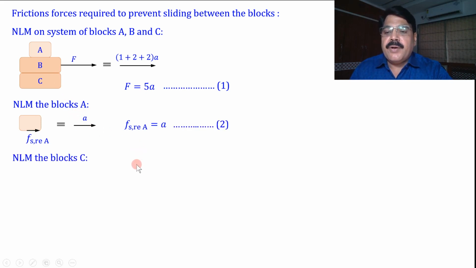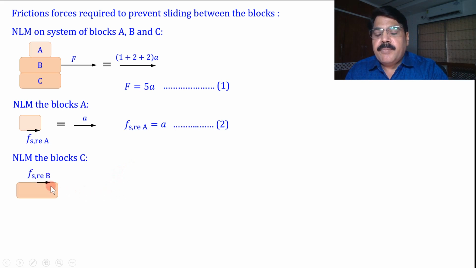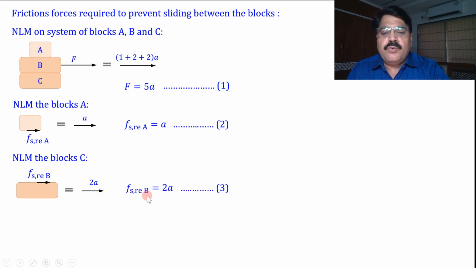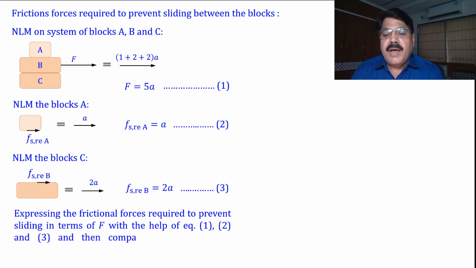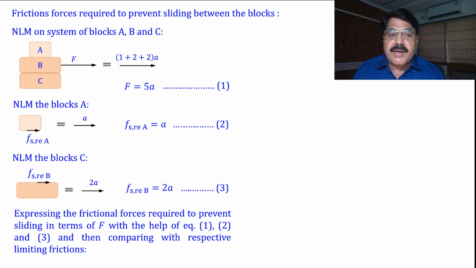Similarly, NLM on the block C. So here on block C, there is only this f_sreB, that is under block B. So it will have mass into acceleration, mass is 2 into a. So 2a. So what we have here? f_sreB is equal to 2a, equation 3. Now what can we think? Expressing the frictional forces required to prevent sliding in terms of F with the help of equations 1, 2 and 3, and then comparing with the respective limiting friction, we can decide the sequence of sliding.